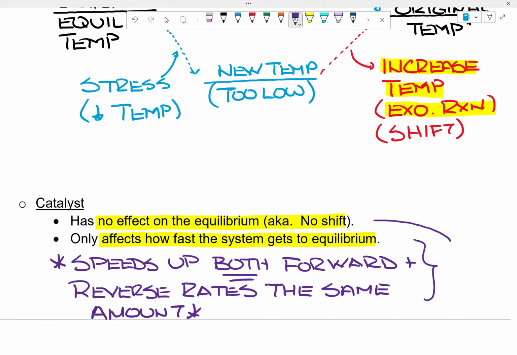Yes, a catalyst speeds up a reaction. It speeds up both the forward and the reverse rate, but because it speeds it up the same amount, there's no shift because no one rate is greater than the other.